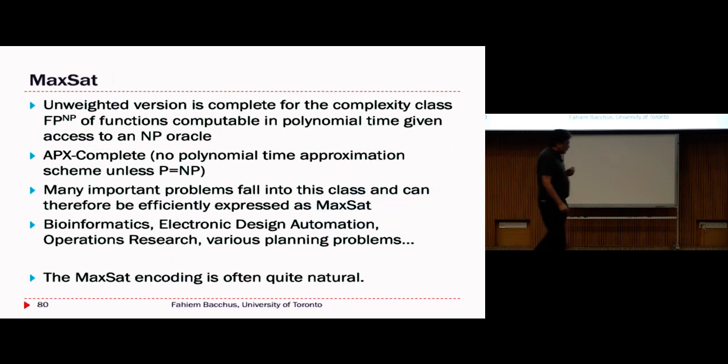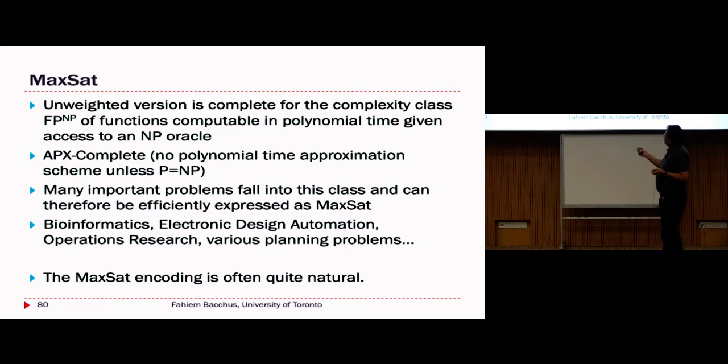So we know a few things, theoretically, about Maxsat. We know that it's complete for the class FP^NP, which is the set of function problems that are computable in polynomial time with access to an NP oracle. We also know it's APX complete, which basically means that there's no nice approximation scheme, unless P is equal to NP. In other words, if you want to guarantee that you're within epsilon of the optimal solution, you can't really do it in poly time.